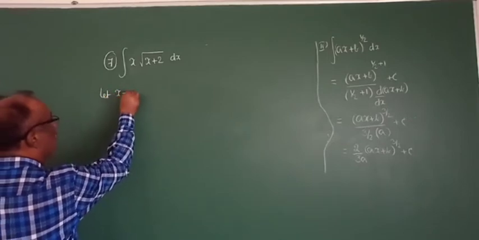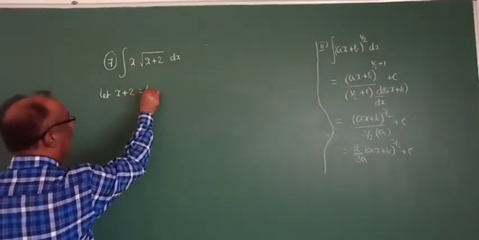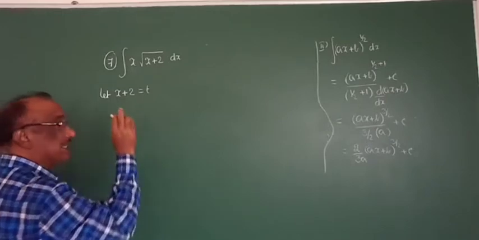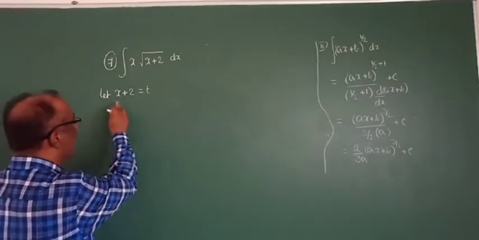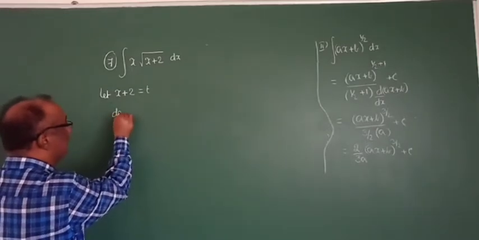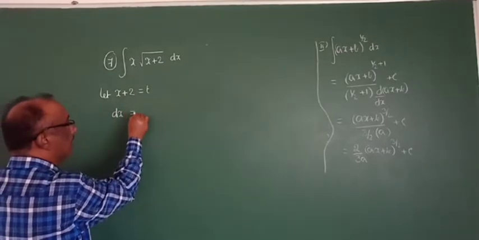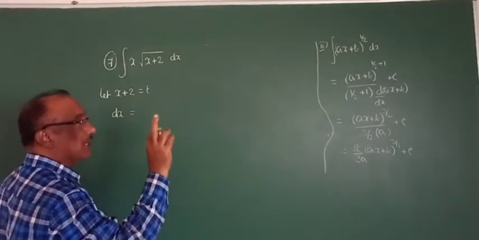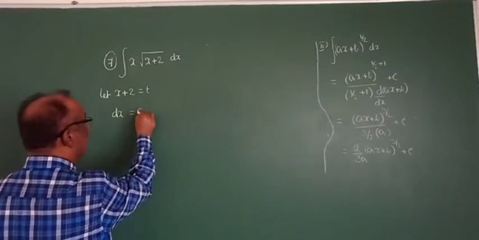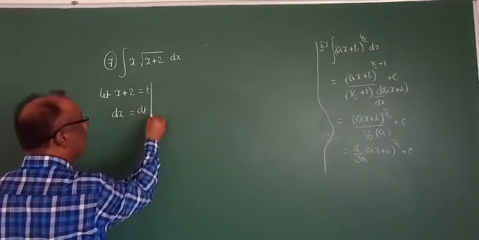x plus 2 is equal to t. Now the derivative: the derivative of x is 1, itself is dx. The derivative of the constant 2 is 0. The derivative of t is 1, itself is dt. So dx is equal to dt.